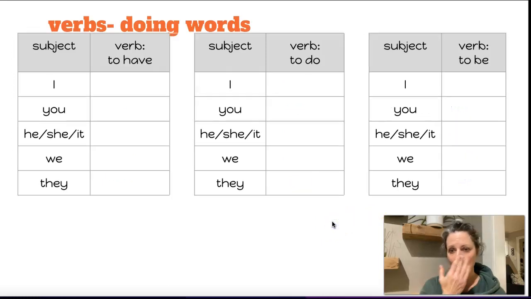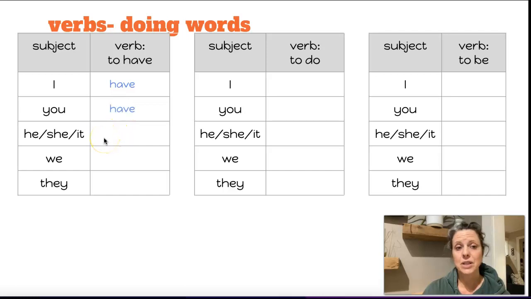Good. All right. To have. I have, you have, he, she, it, this is irregular. It's a little different. Has. So we get rid of the V and the E and just add an S. He has. She has. It has. We have. And they have.